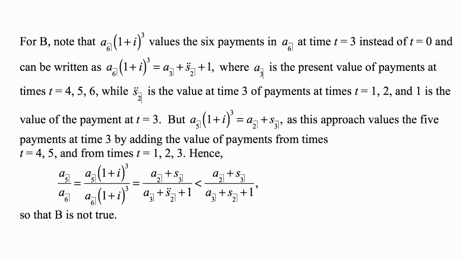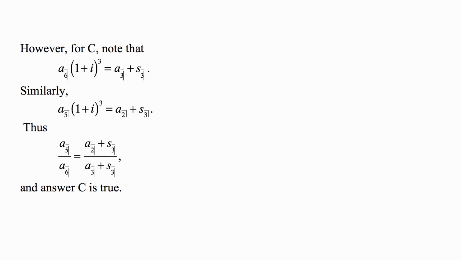So a angle 5 divided by a angle 6, which we can write as a angle 5 times (1 plus i) cubed over a angle 6 times (1 plus i) cubed, becomes a angle 2 plus s angle 3 over a angle 3 plus s double dot angle 2 plus 1. That's less than a angle 2 plus s angle 3 over a angle 3 plus s angle 2 plus 1, because for any positive interest rate, s double dot angle 2 is more than s angle 2. So B is not true.